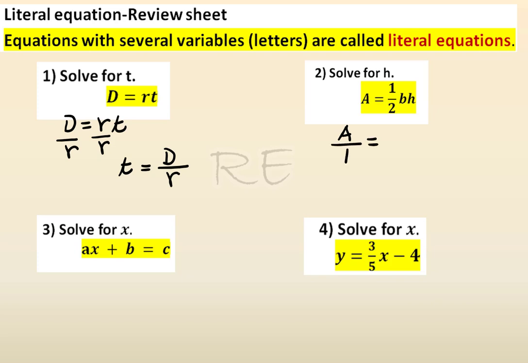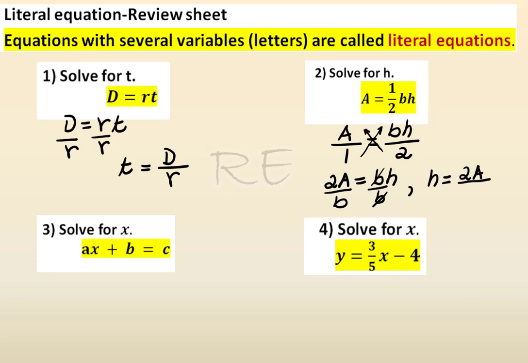The second example, we are solving for h. A over 1 is equal to bh over 2. We cross multiply, and 2a is equal to bh. Then we will divide by b, both sides. We obtain h is equal to 2a divided by b. By the way, this one was the formula for the area of a triangle.